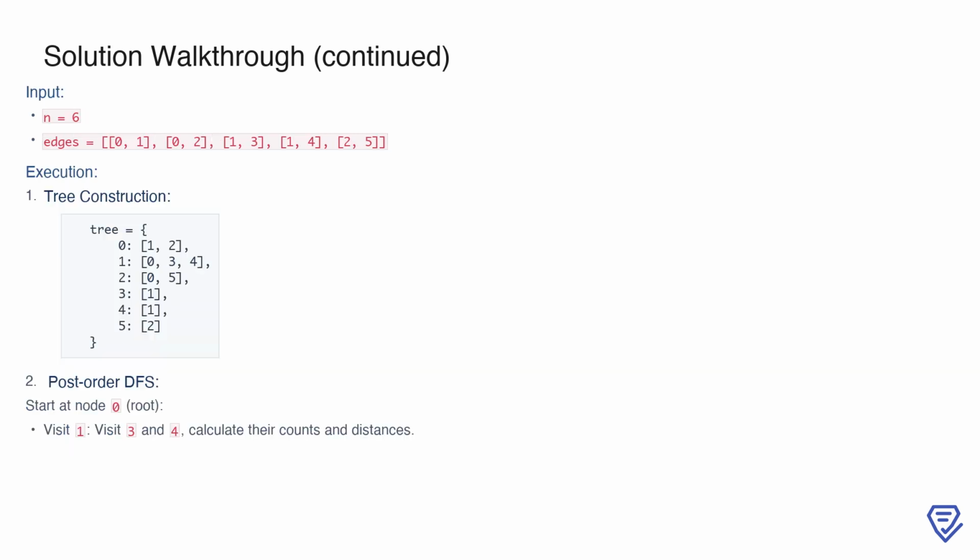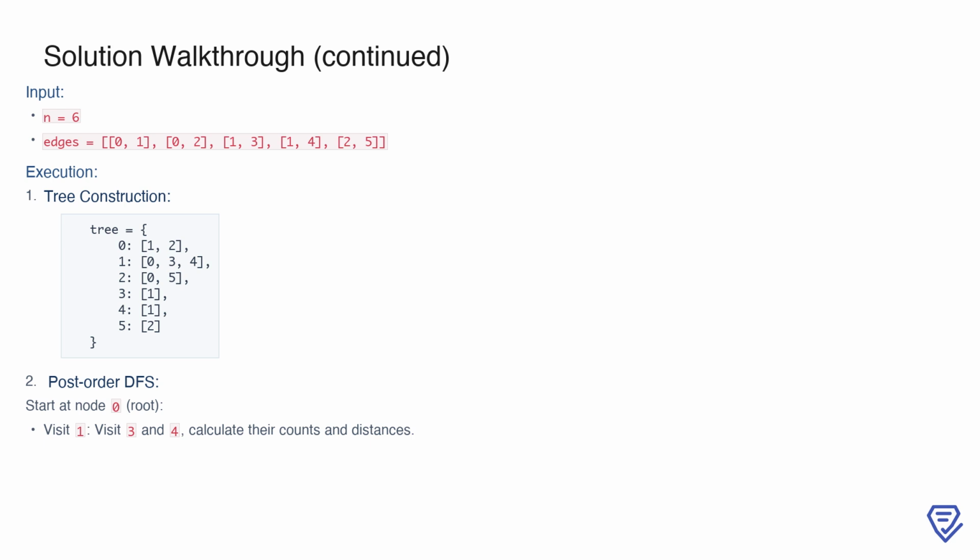Now, let's consider a balanced tree with 6 nodes. Using the provided edges, we construct the adjacency list, creating a tree structure where node 0 connects to nodes 1 and 2, node 1 connects to nodes 3 and 4, and node 2 connects to node 5. With the tree constructed, we perform a post-order DFS starting from node 0 to compute subtree sizes and initial distance sums.